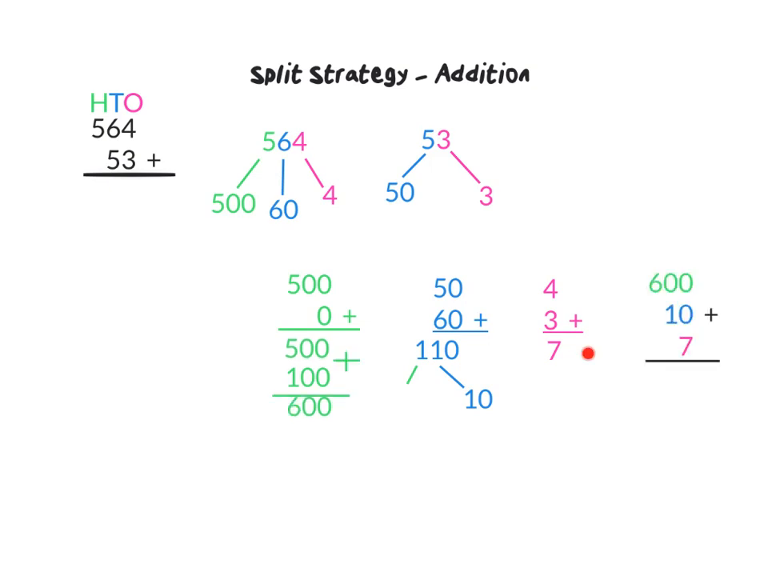Okay, now let's look at our totals. We had 7 ones, 1 of the tens, which is 10, and 600, which is 6 of the hundreds. So if we add all of our totals together, 600 and 10 and 7, that will give us a total of 617. So now it's your turn to give it a try. Have fun, guys.